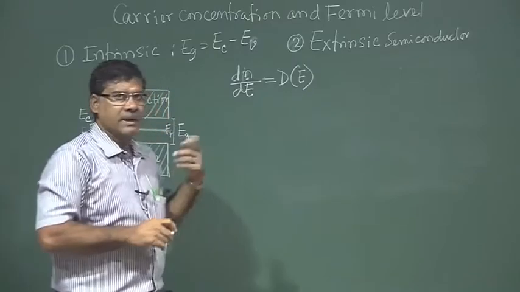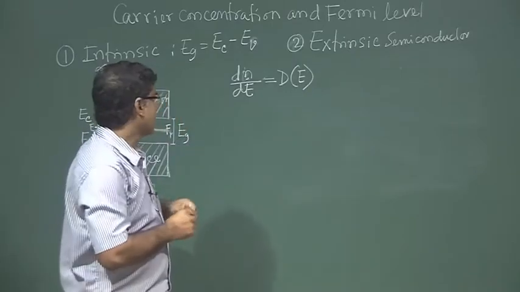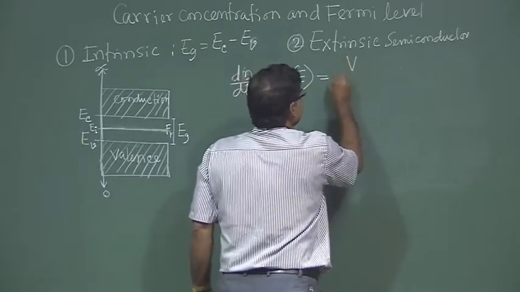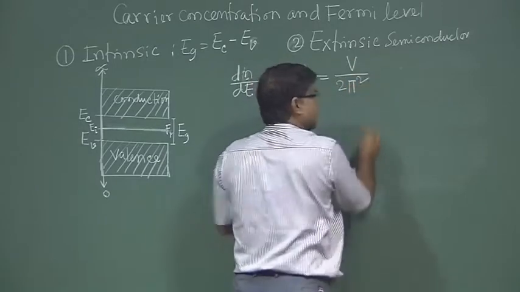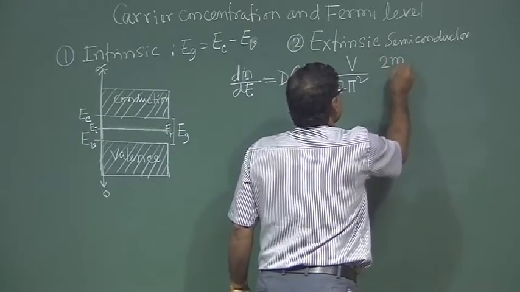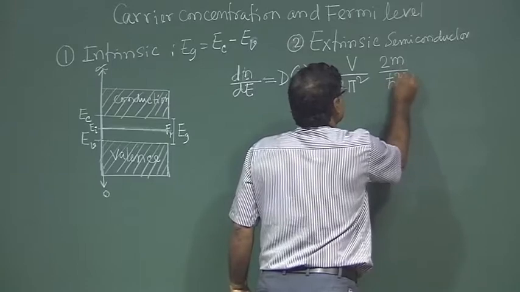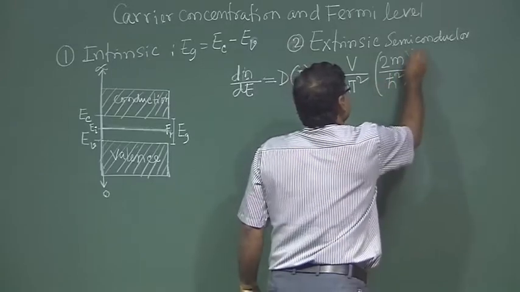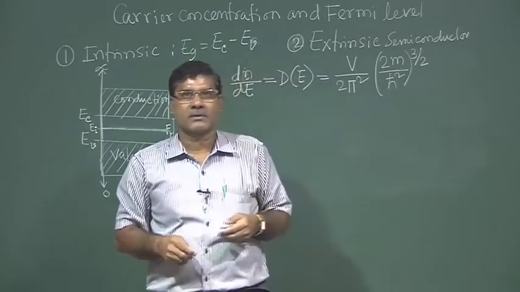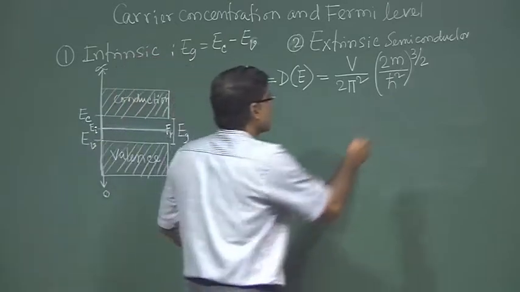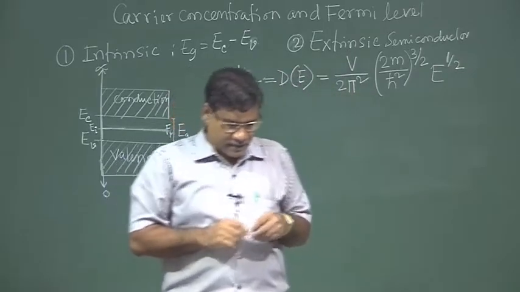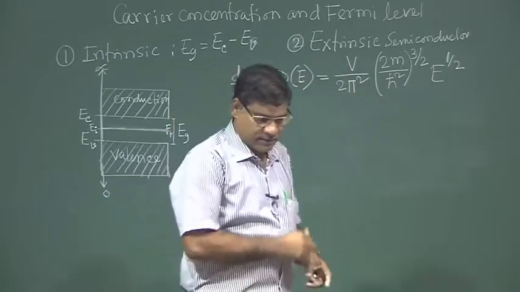We generally write density of function. Okay. So, we remember that for free electrons we have calculated the density of functions. What was that? V by 2 pi square, 2 m by h cross square to the power 3 by 2, and it is proportional to the square root of energy. I think that was the expression for density of function.